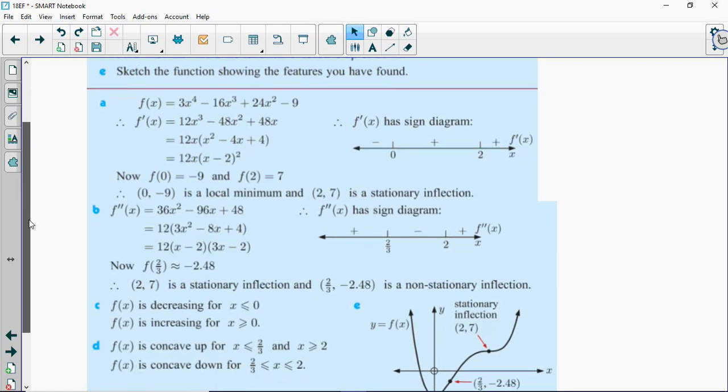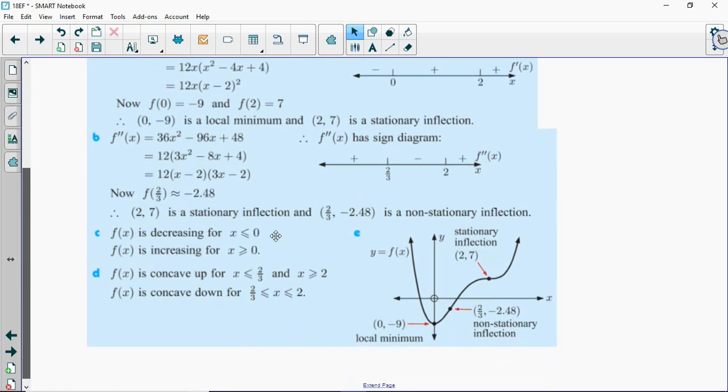Finally, part E, we're going to put this all together. So we're just labeling the 3 points that we worked out before. We don't need any other points. It would be nice if we had x-intercepts, but solving a quartic equation is not the easiest thing to do, so we don't have them here.